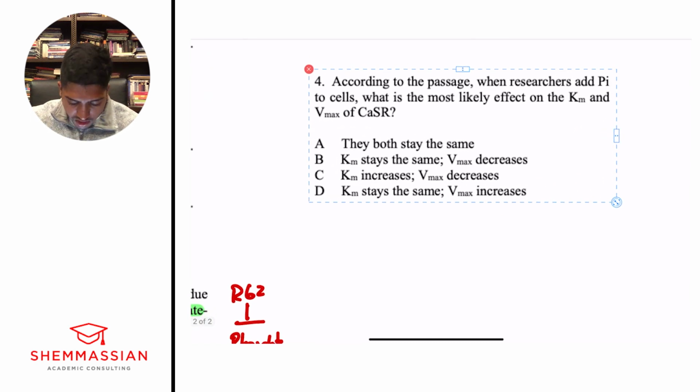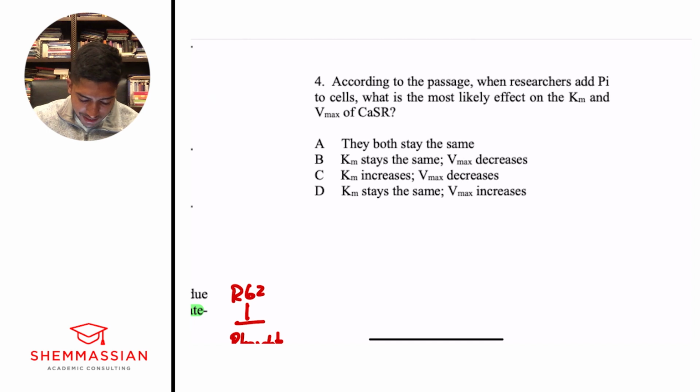According to the passage, when researchers add PI to cells, what is the most likely effect on the Km and Vmax of CASR? A, they both stay the same. B, Km stays the same, Vmax decreases. C, Km increases, Vmax decreases. Or D, Km stays the same and Vmax increases.